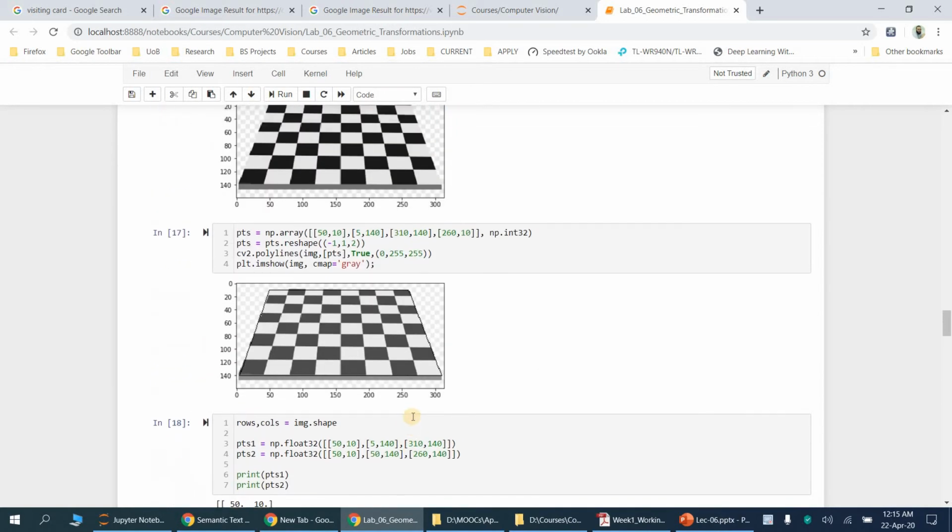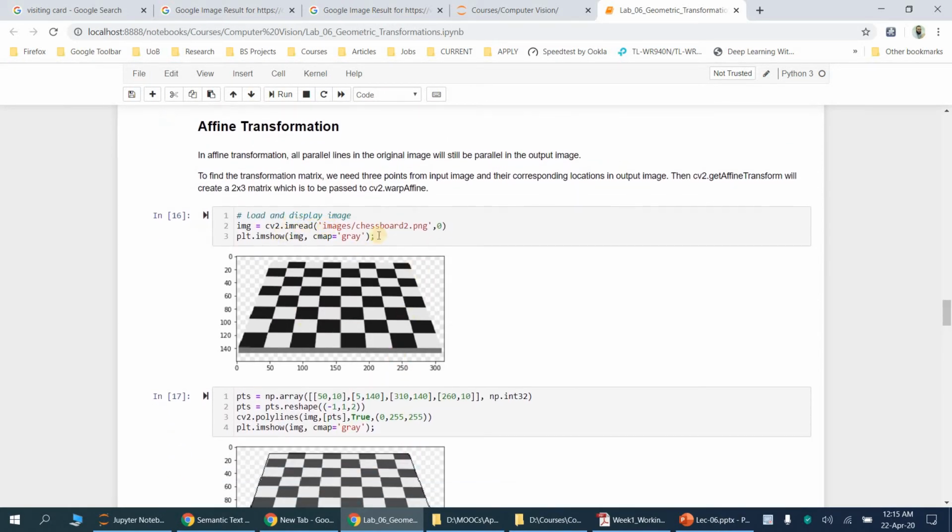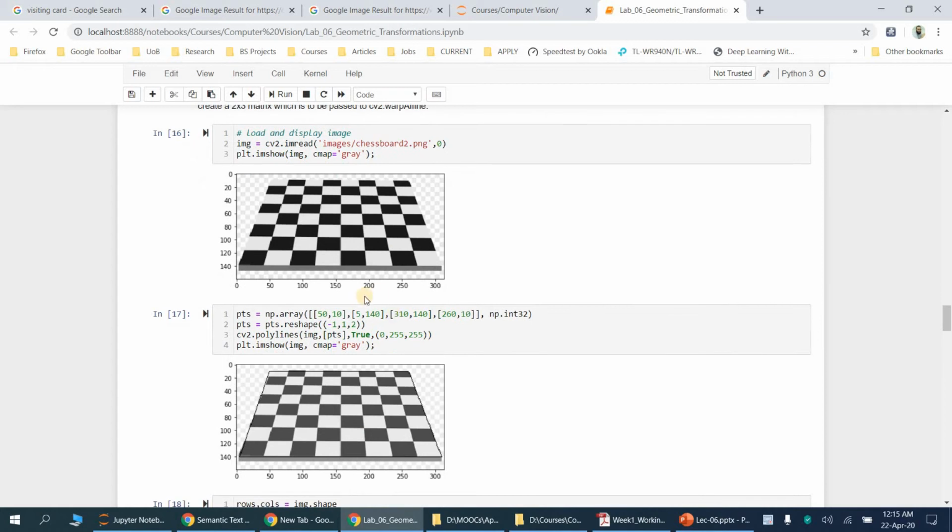So how does it work? This is my image, I load it, and then the next step is to mark down 3 points on this image. For example, I mark these corners: the corner over here, I don't know what its value is, the second corner, this one, and the third one over here. So these 3 corners I will note down on this image.